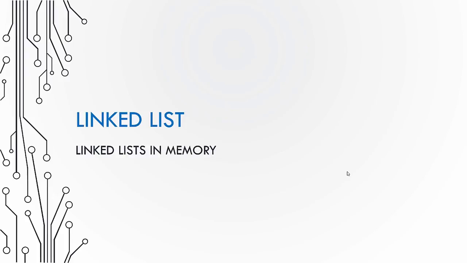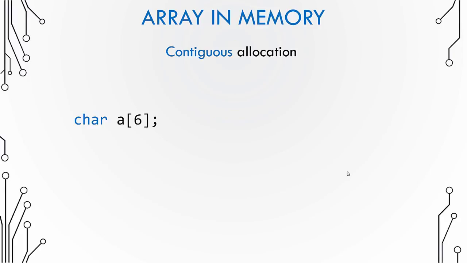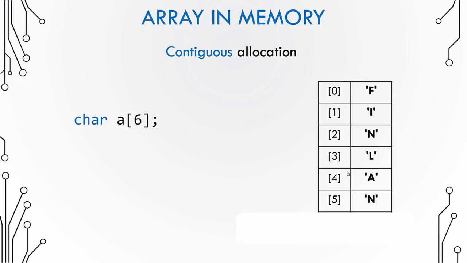Let us talk about how linked lists are organized in memory in this video. Now before we go ahead, let us see how arrays are allocated in memory. Well, arrays are allocated continuously. When you declare an array, the compiler allocates a block of memory corresponding to the size of the array. In this case, the array is of characters and it has 6 elements.